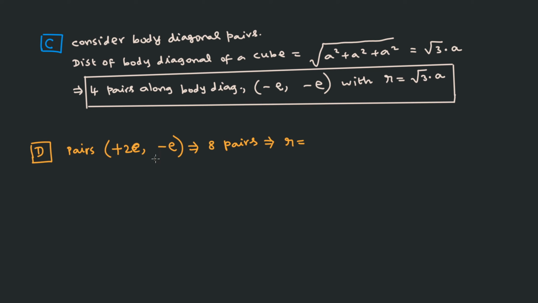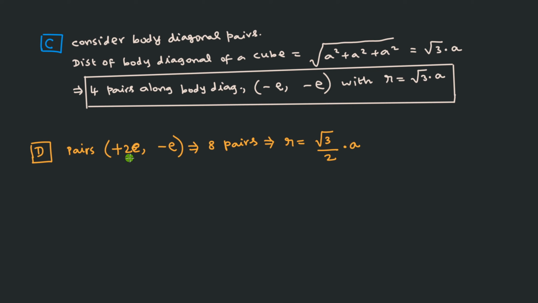Plus 2e and minus e, and you already have here some number. You see that root 3a is there. So therefore, this is the body diagonal, and this distance will be half of that. So I'll write down that this is root 3 by 2 into a.